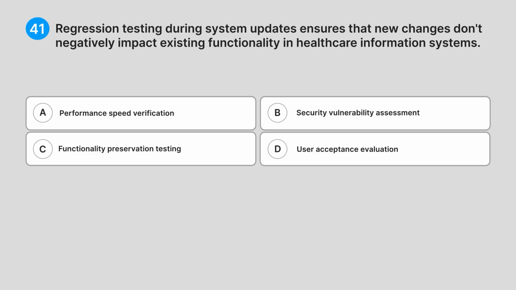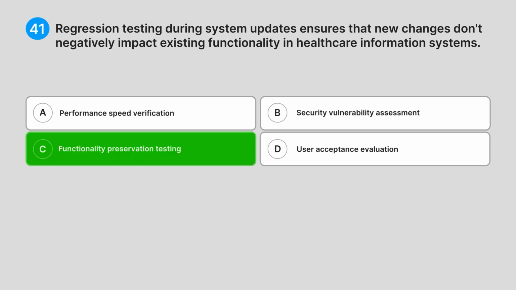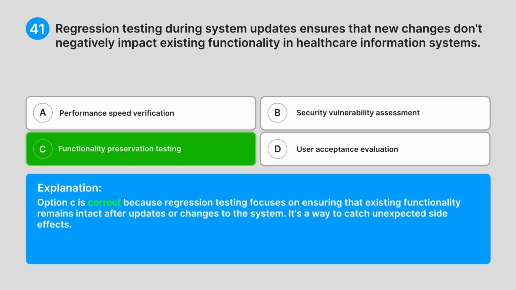Correct answer, C. Functionality preservation testing. Explanation: Option C is correct because regression testing focuses on ensuring that existing functionality remains intact after updates or changes to the system. It's a way to catch unexpected side effects.